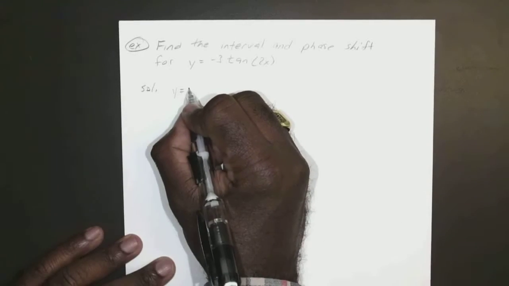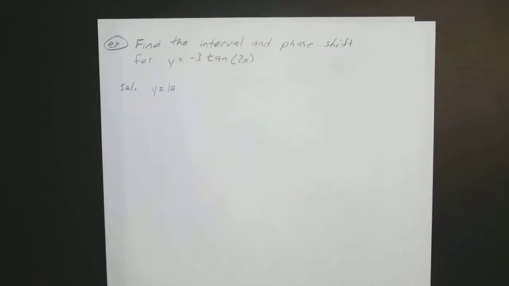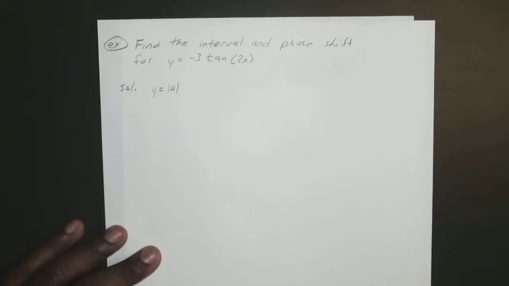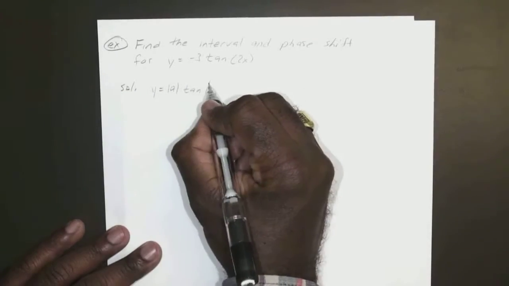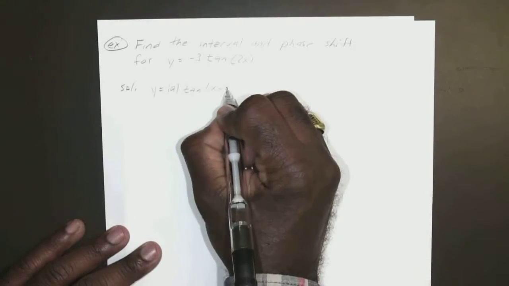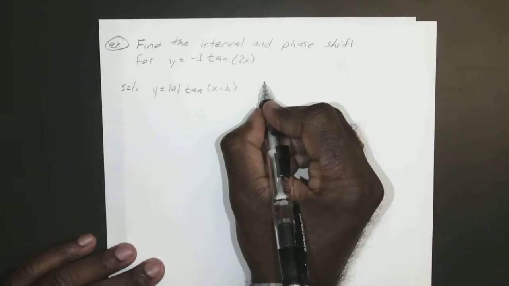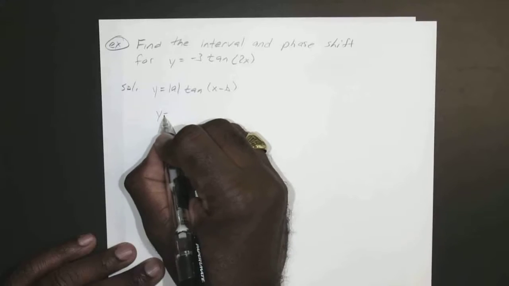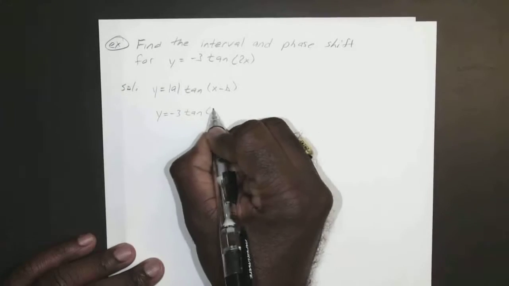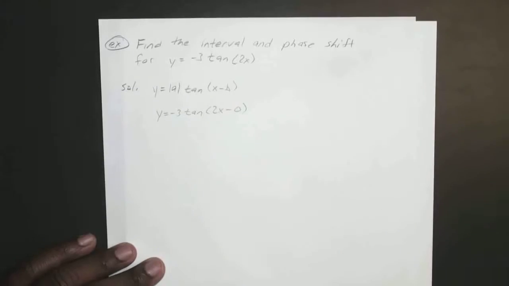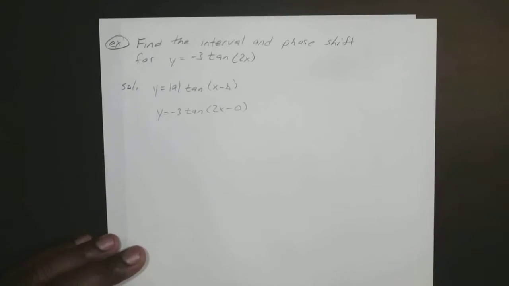Okay, so you have y equals, remember, oh, did I put absolute value on that last one? I guess we just leave it as a, absolute value of a tangent of x minus b. Okay, so once again, we don't have anything there. So we want to get it to match two x minus, or actually you don't even have to put the 0 there if you don't want to.